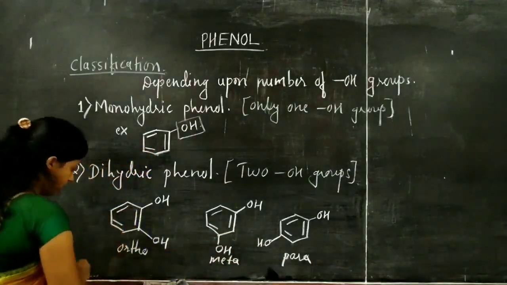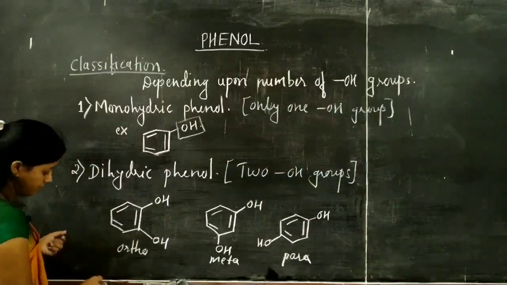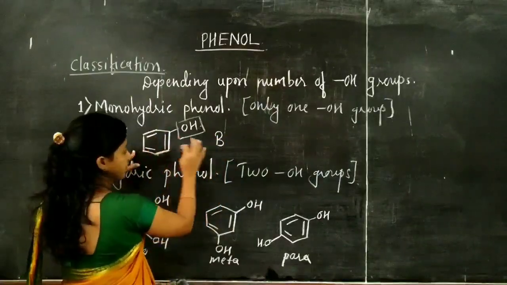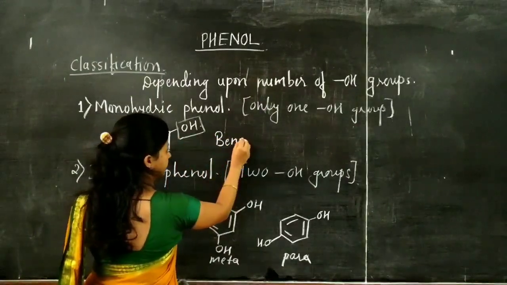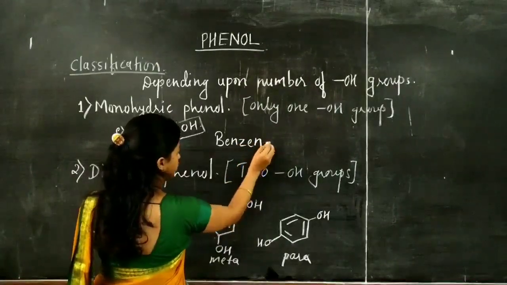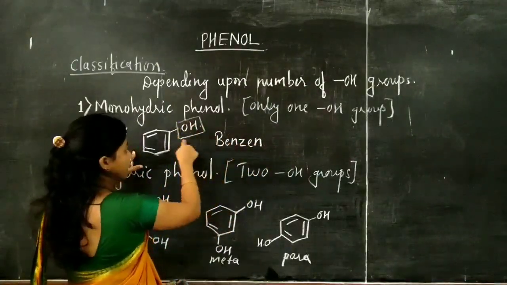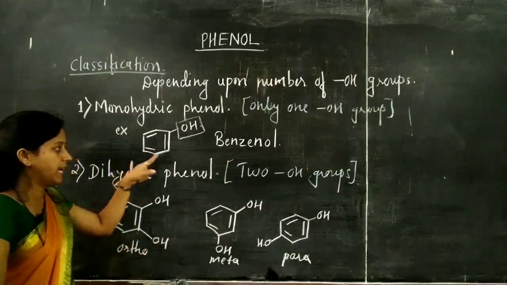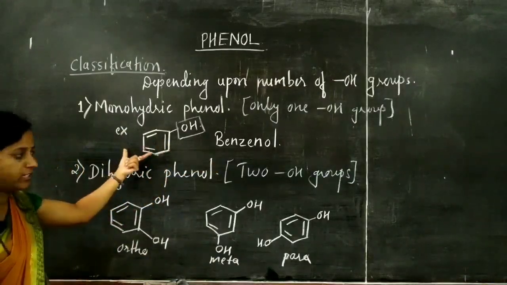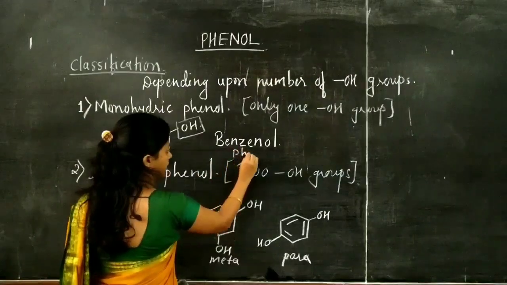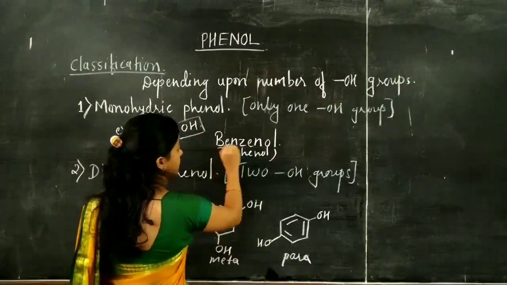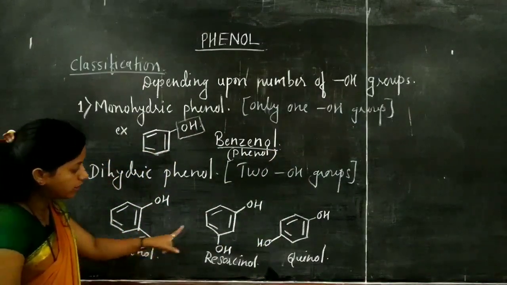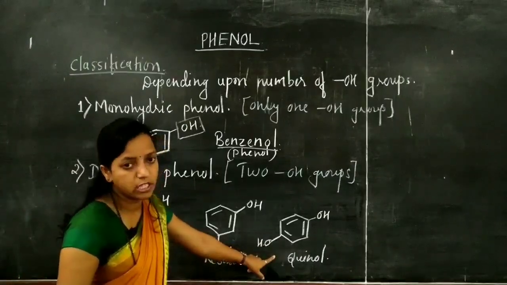So here let us see about its IUPAC name. For the IUPAC name of this, there is no prefix, so only the root word, benzene, and we have to remove the E, and instead of E, when it is an OH group, the suffix will be OL, so this is benzenol. Benzenol is the IUPAC name, and the common name is phenol. Similarly here, the common name of this compound is catechol. This is called resorcinol and this is called quinol.